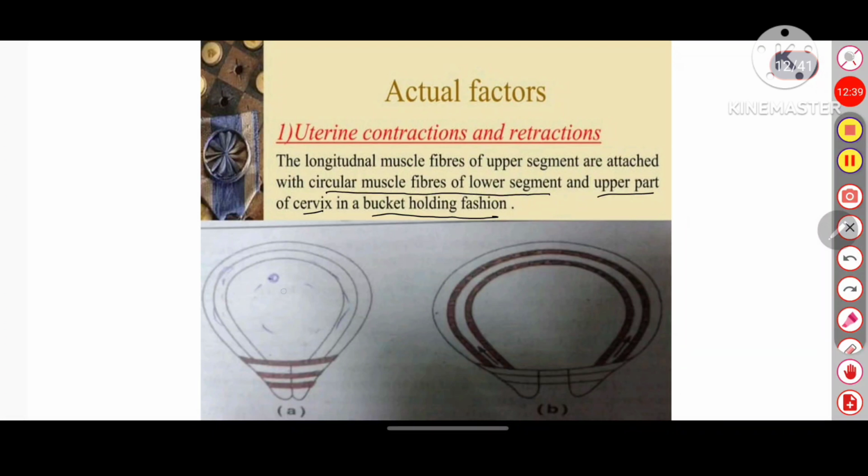That means the muscles which were holding the uterus in this form, as you can see here, during pregnancy it will be in this form, and when the labor starts it expands itself to release the products of conception outside.